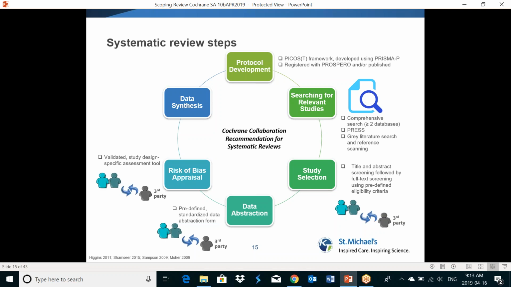And then the same thing goes with the risk of bias appraisal. So we want to do a pilot test, make sure everyone knows how to do this, and then we use validated study design specific assessment tools.